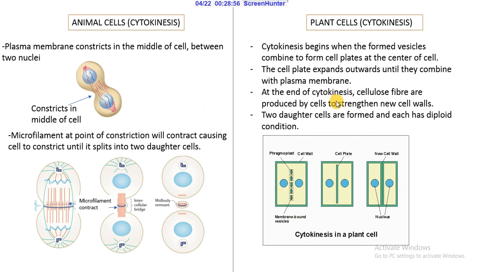So at the end of cytokinesis, cellulose fibers are produced by the cells to strengthen the new cell wall. After the cell plate has completely touched the two plasma membranes, forming the new cell wall, the cell wall will be covered with cellulose fibers to strengthen it. Only then are the two daughter cells formed, and each has the diploid condition.